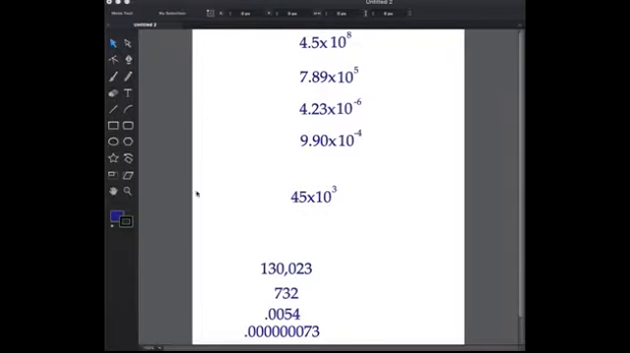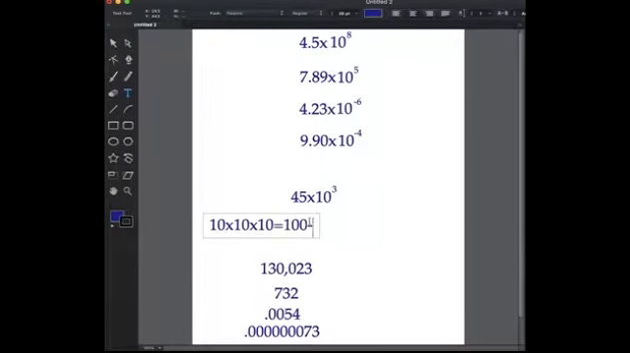Okay, here we are. We're going to take a look at this right here. 45 times 10 to the 3. Again, what does 10 to the 3 mean? It just means 10 times itself 3 times. So let's look at it. So we have 10 times 10 times 10, and that's just 1,000.